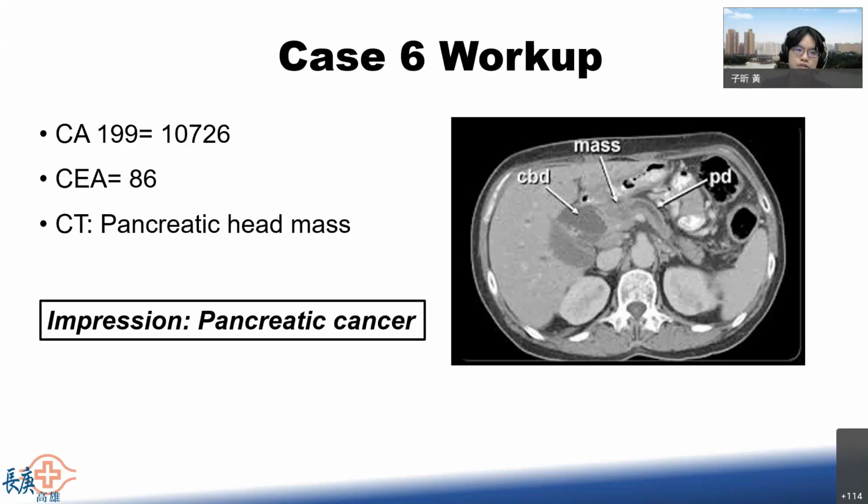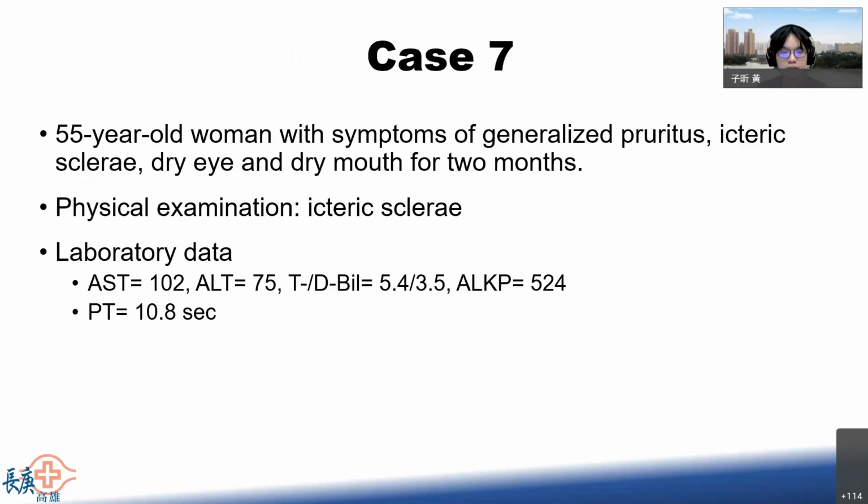Okay, next, let's see the next case. A 55-year-old female patient with generalized pruritus, icteric sclera, dry eye, and dry mouth for 2 months. On physical examination, you see jaundice as well. Okay, so the lab data here is more similar to the first case, the first cholestatic pattern case we discussed.